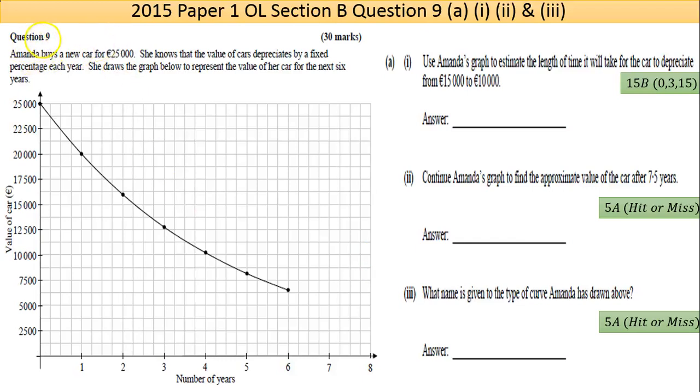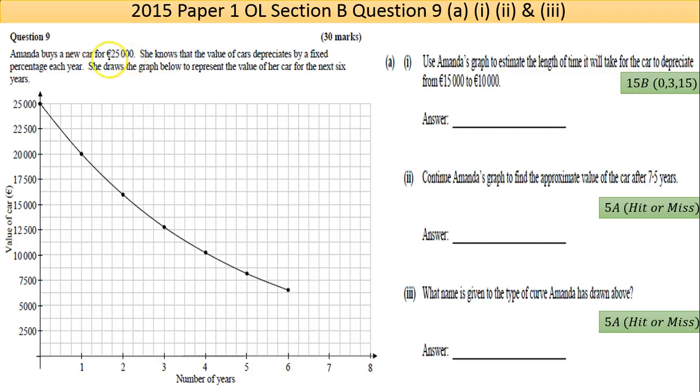Okay, so we're at question 9 of 2015, paper 1, section B. This one is worth 30 marks and won't be too long. Now you see here a scenario where this girl Amanda is buying a car. Actually, I would stop here a second and say you should pause this and have a go at it. We already have had a go at it prior to this.